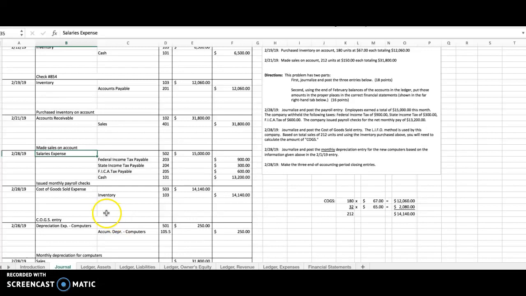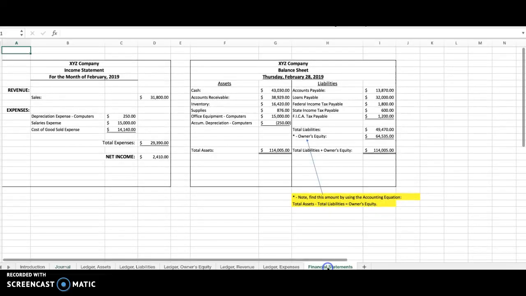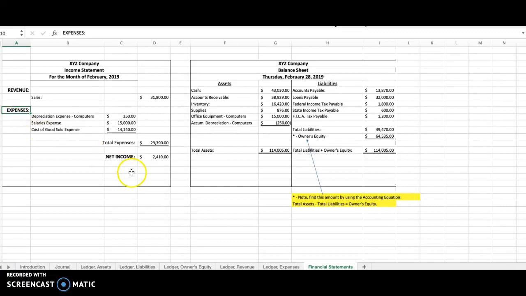Actually, you already did the next step after these entries were journalized and posted. The next step was going to the financial statements and entering the ending balances in these 2 statements. We had an income statement where we put the revenue accounts and the expense accounts, and the XYZ company for the month of February had a net income of $2,410. On the balance sheet, we put all the assets, we entered all the liabilities. These are all the ending balances of those accounts.